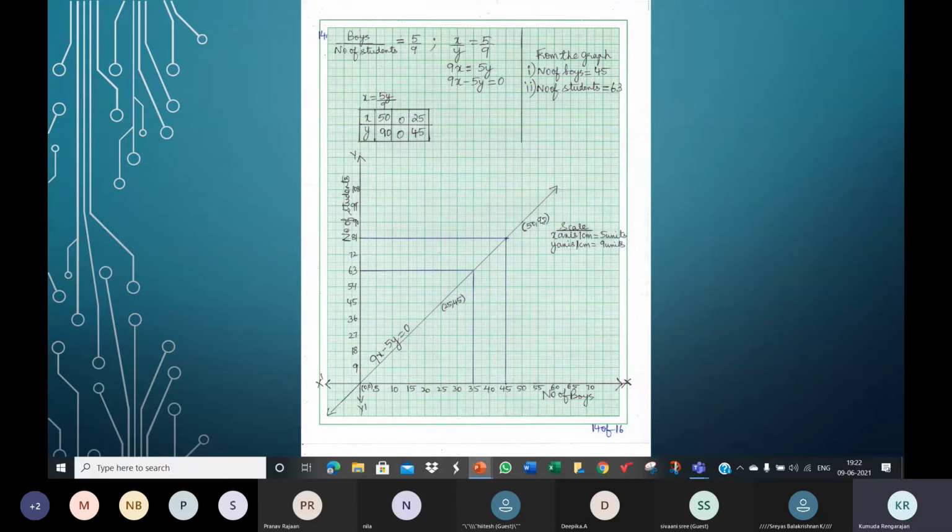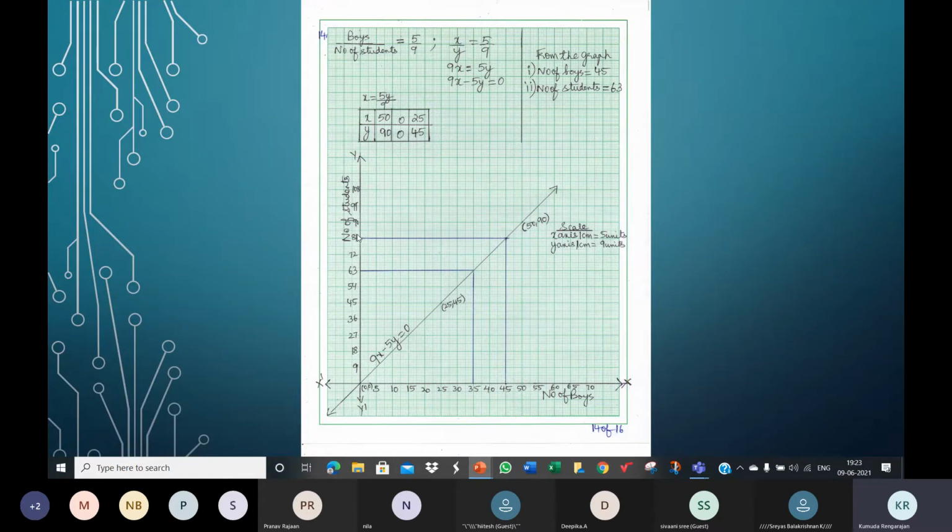And not to forget the different parts of the graph, you need to mention what you have taken along the x-axis, along the y-axis, the equation on the line, the scale, and then whatever you're finding. You know how to do this.